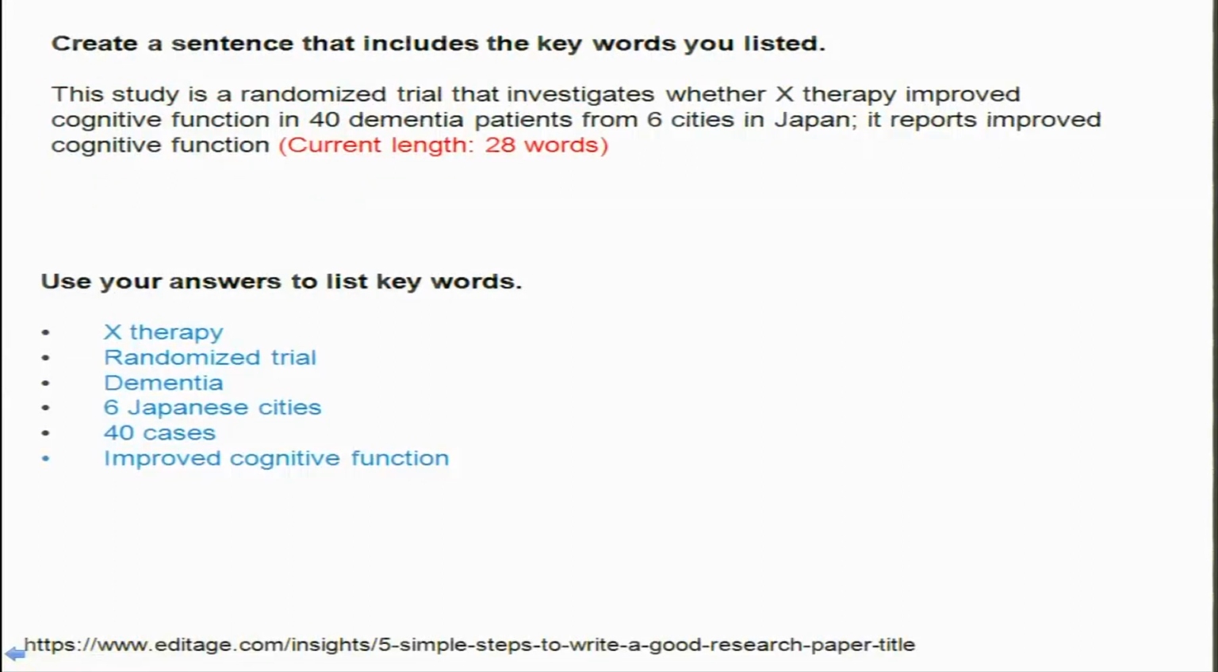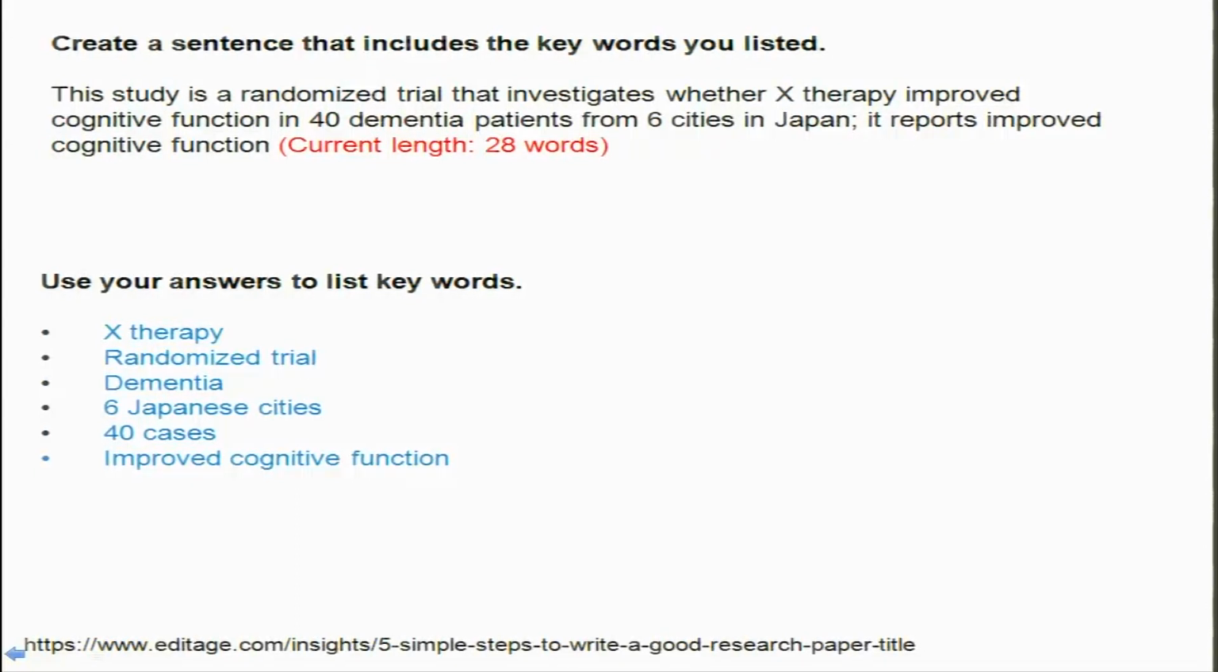That's what is shown here. This study, he can use this keyword to come up with this sentence. This study is a randomized trial that investigates whether X therapy improved cognitive function in 40 dementia patients from 6 cities in Japan. It reports improved cognitive function. Again, it is an abstract, but that's what you arrived at after having all these important key words, right?